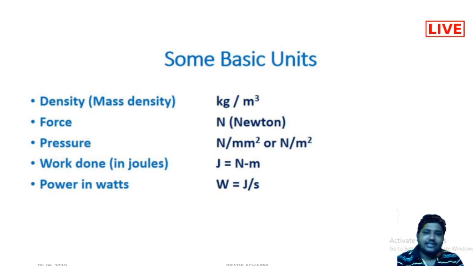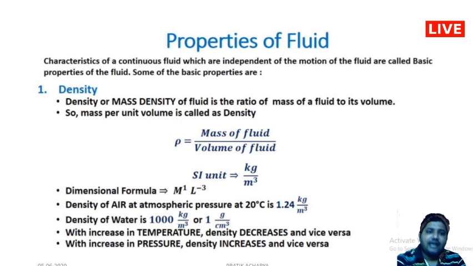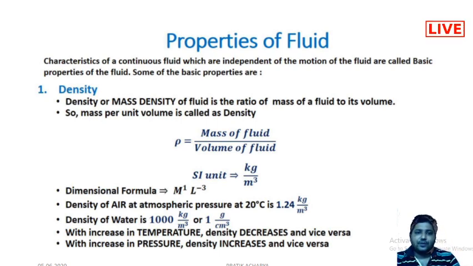Some basic units: the density unit is kg per meter cube, and the force unit is Newton. The pressure unit is Pascal, Newton per meter square. The work done unit is force into displacement, and this is called joule. The power unit is called watt, that is joule per second. These are the basic units. So today we are going to talk about the properties of the fluid.